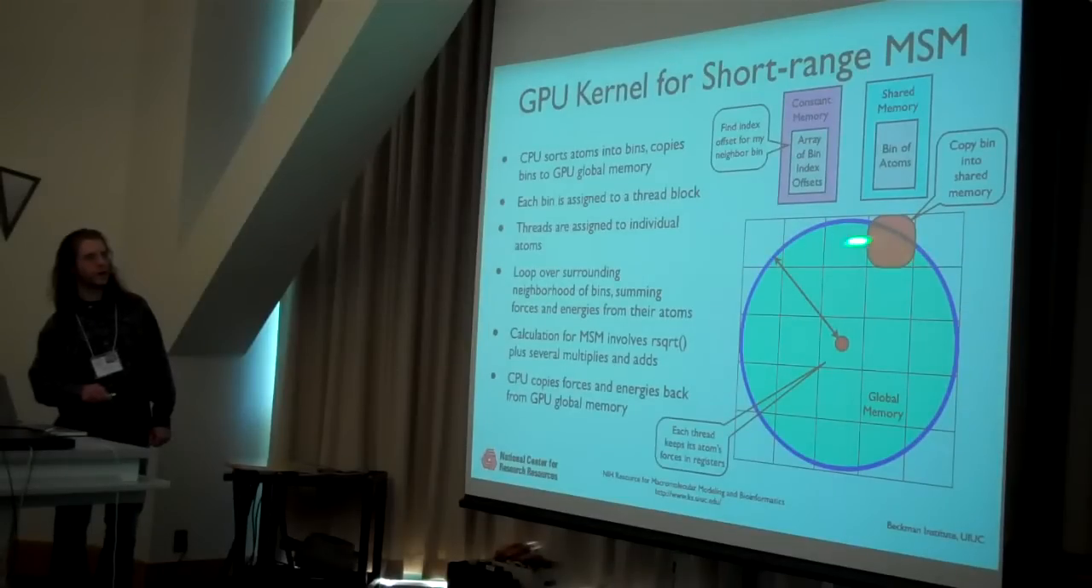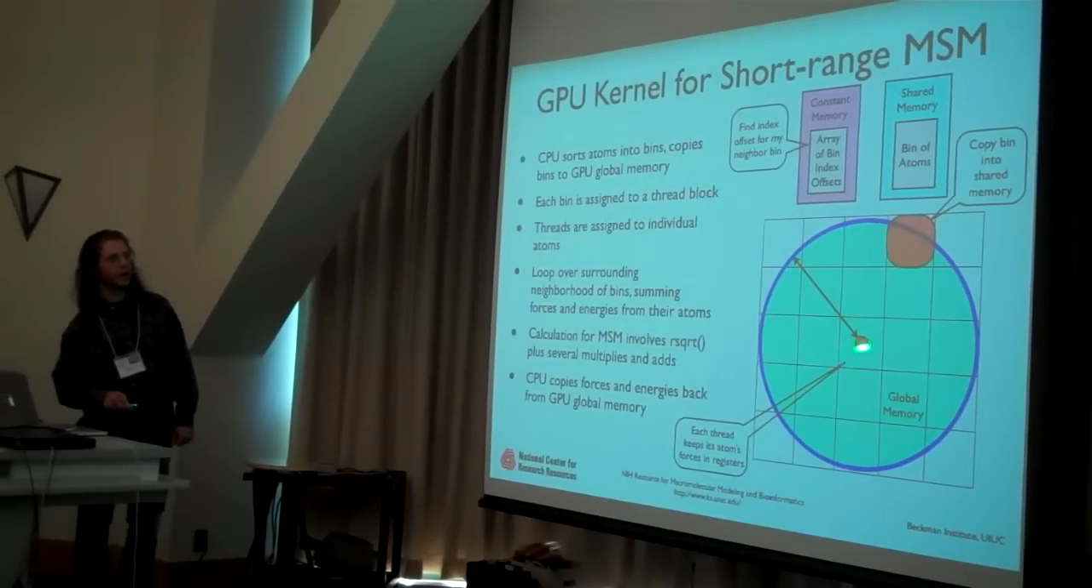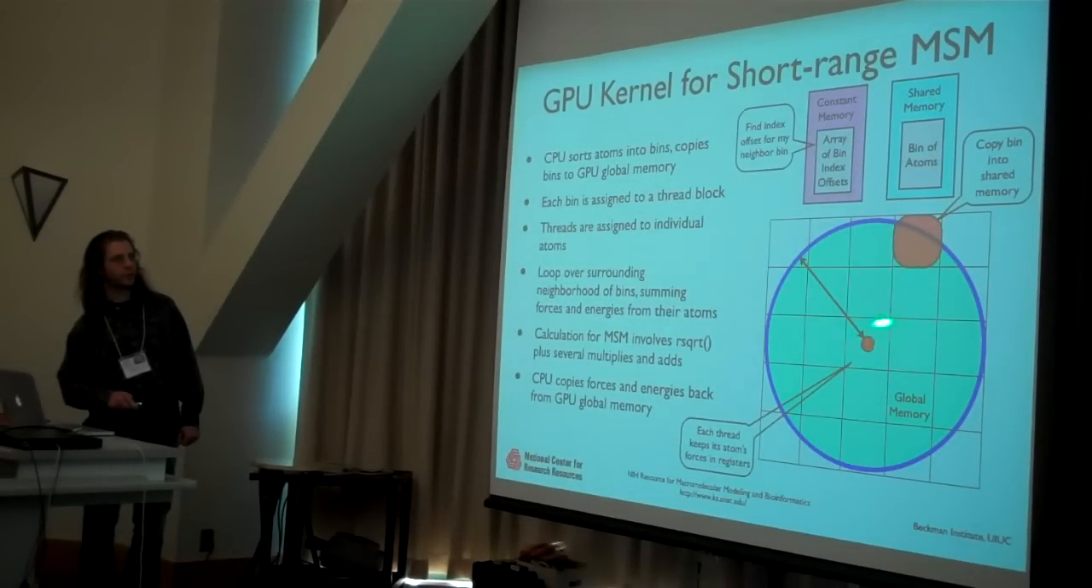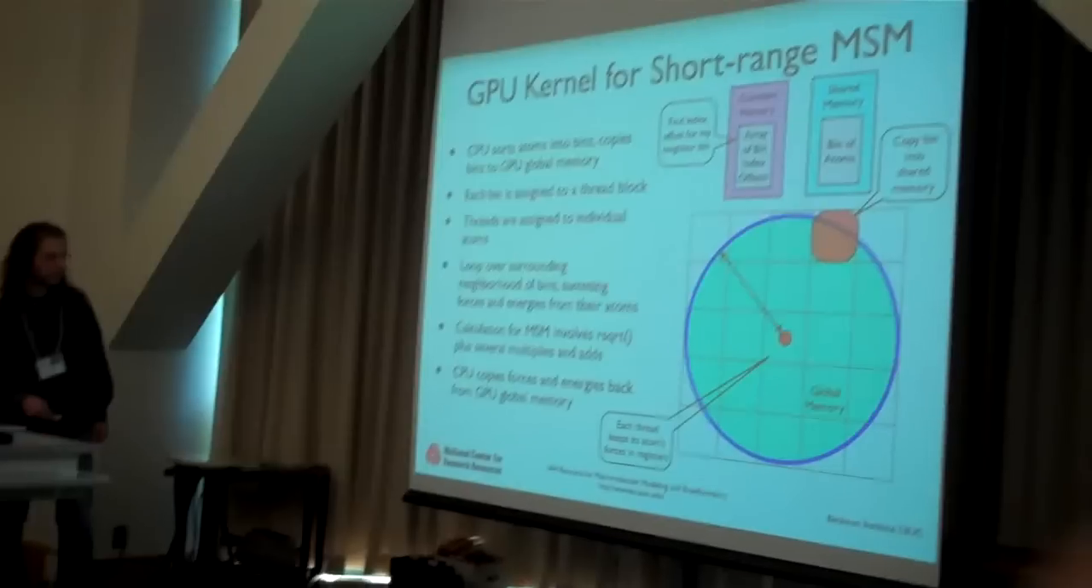Represented as a triple index, that's an offset from 0, 0, 0. And I know my bin because I know things like my thread ID and my thread block information.